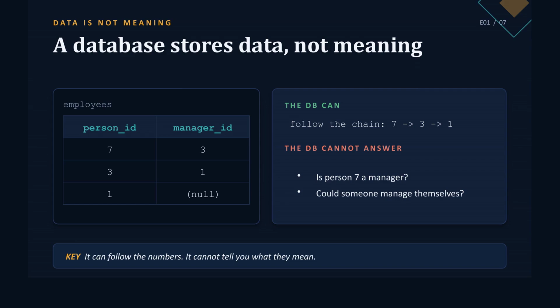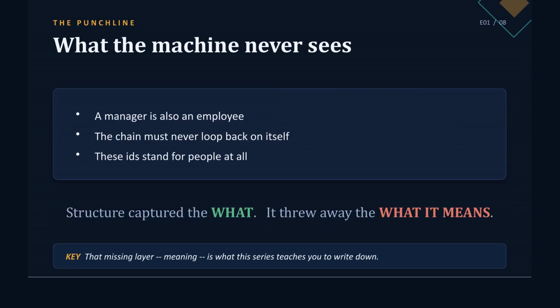Here is a tiny example table. Person 7 reports to Person 3, and Person 3 reports to Person 1. The database records all of this faithfully, and it can even follow that chain upward on request. But ask it a slightly different kind of question. Is Person 7 a manager? Could a person ever manage themselves? And it simply falls silent. It does not know that managing someone makes you an employee too. It does not know that the chain must never loop back on itself.